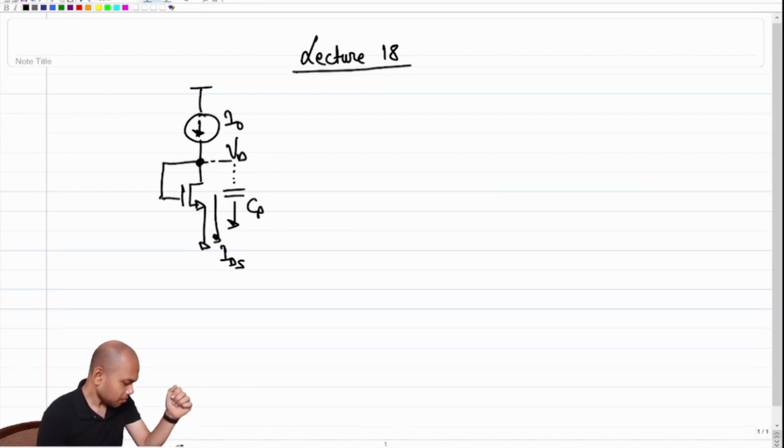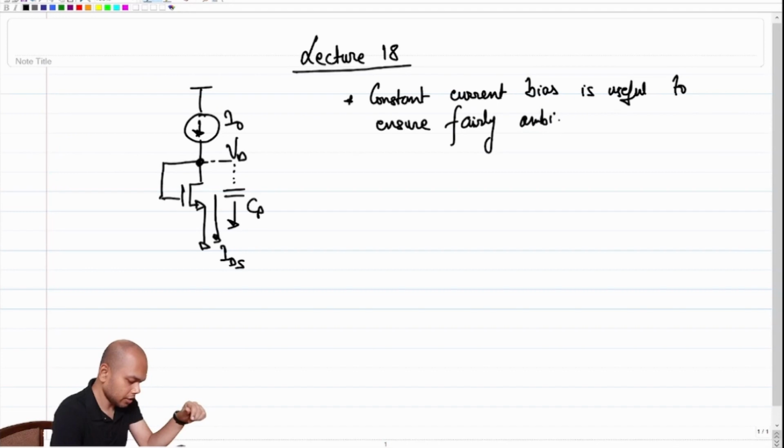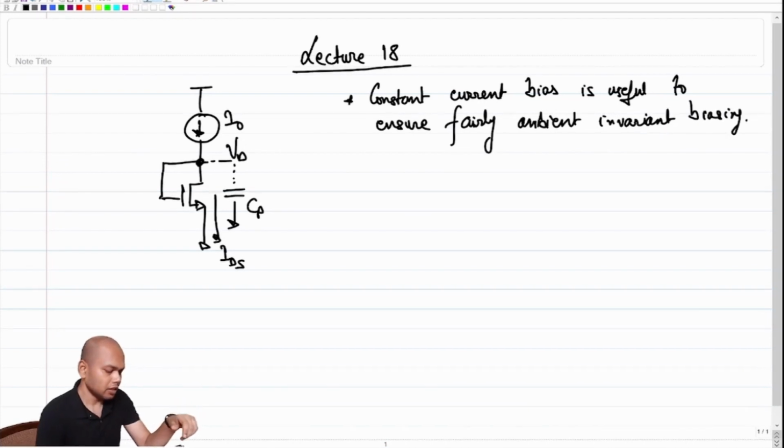variations, right? Okay, so now the crux of the matter is that constant current source bias, or current bias, is useful to ensure fairly robust biasing, fairly ambient condition invariant biasing, right?